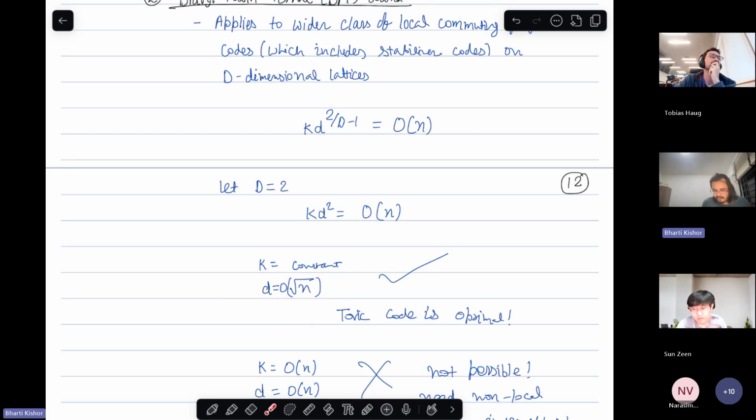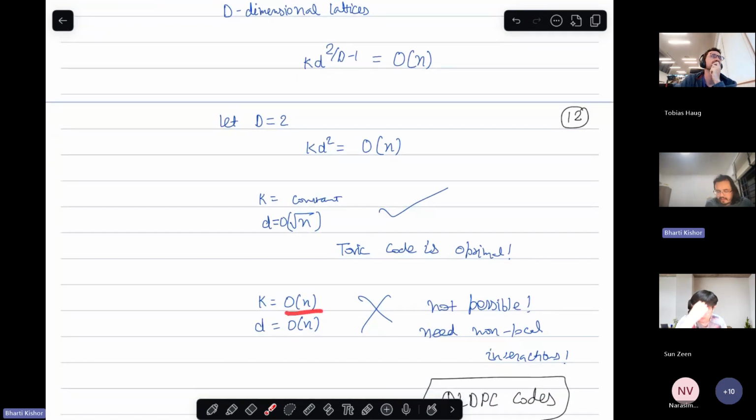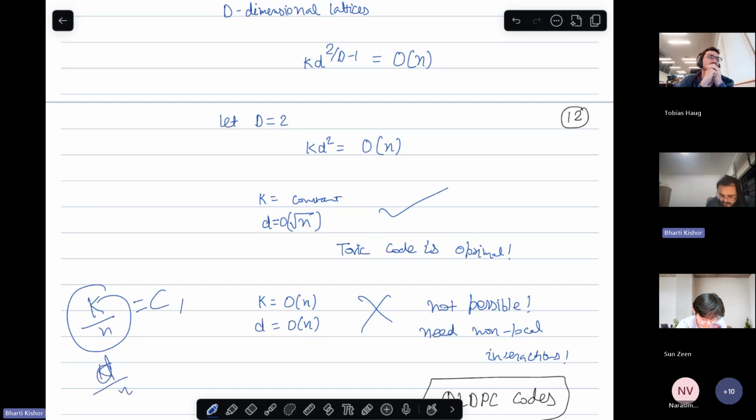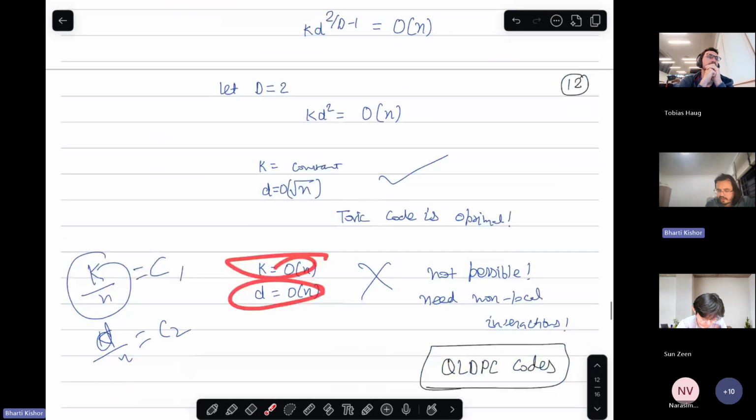But if you take K equal to order n, D equal to order n, for the encoding rate to be constant. So let's say for good codes we wanted K by N to be constant, C1, and we wanted D by N to be constant, C2. So K is order N, D is order N. If you want that, obviously the Gilbert Varshamov bound says that such codes should be possible.